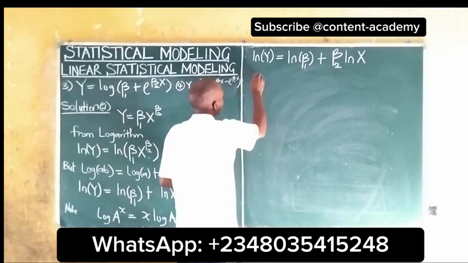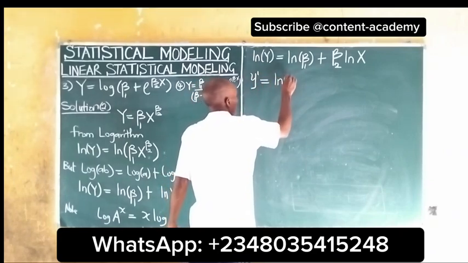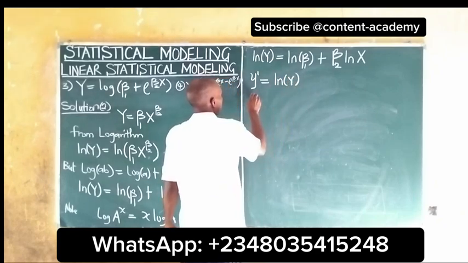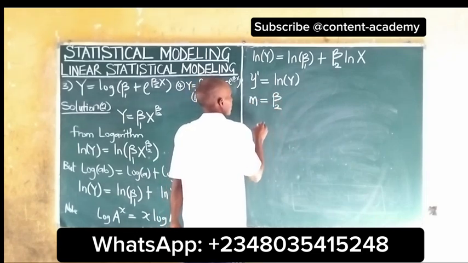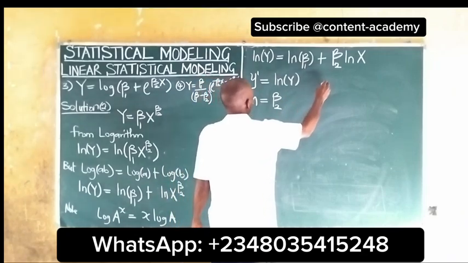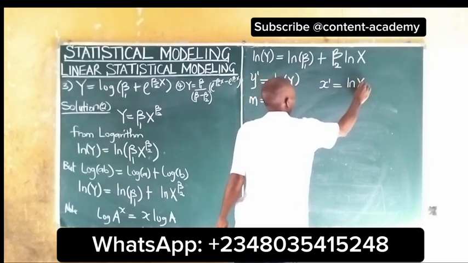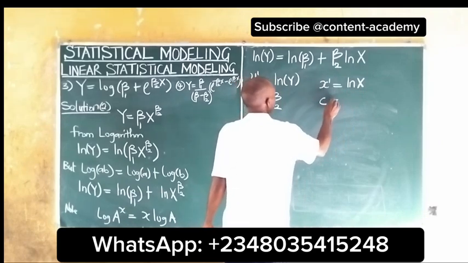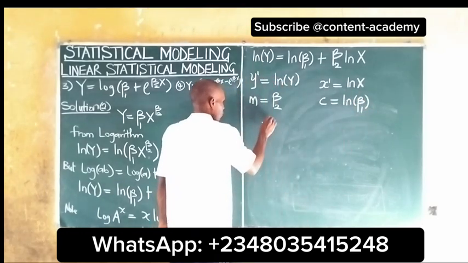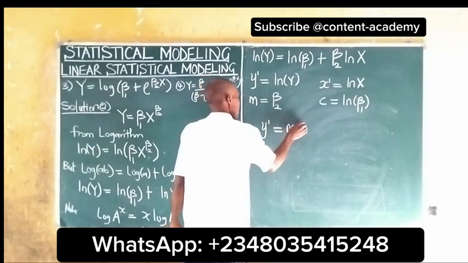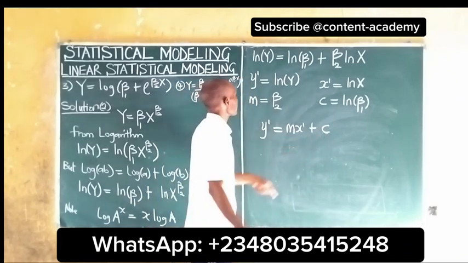We can now compare with our linear formula. Y prime can be ln y. We also have our slope, which is m, to be b2. We have our x prime to be ln x, and we have our c to be ln b1. So we can write y prime equal to mx prime plus c, where this is our slope and this is our intercept.